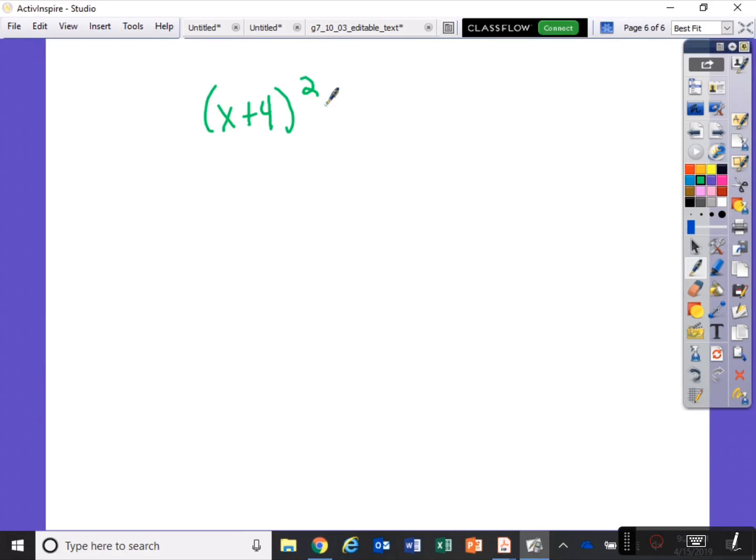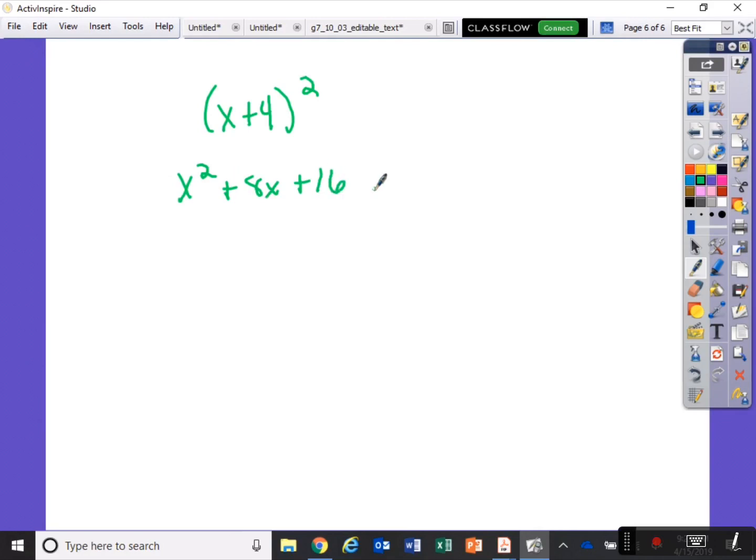You square the first. So what is x squared? x squared. Multiply the two. What's x times 4? 4x. And double, 8x, because it technically would be this parentheses twice. So plus 8x. And then square the last. What's 4 squared? 16.